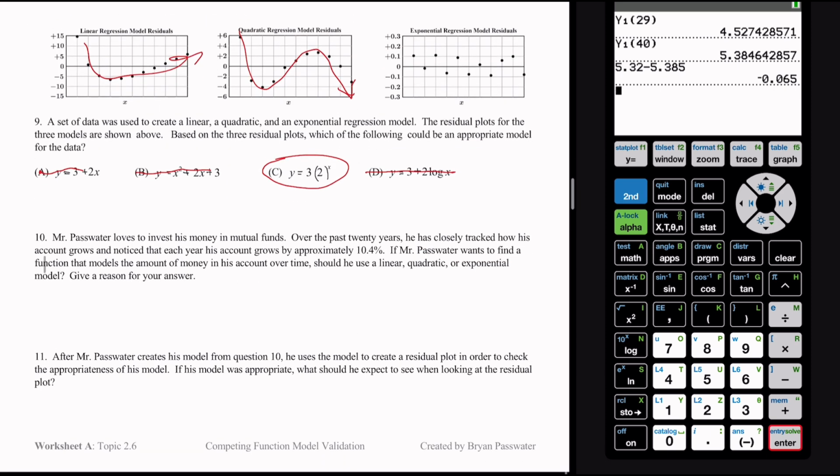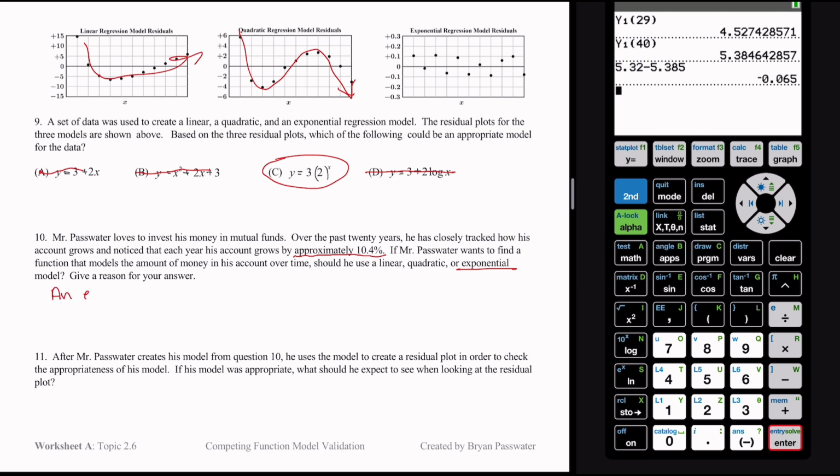Now, 10 and 11. Mr. Passwater loves to invest his money in mutual funds. Over the past 20 years, he has closely tracked how his account grows and noticed that each year his account grows by approximately 10.4%, which basically means that it's growing by a ratio, or it's growing proportionally, so it looks like it's exponential. And if Mr. Passwater wants to find a function that models the amount of money in his account over time, should he use a linear, quadratic, or exponential model? Give a reason for the answer. So it's exponential.